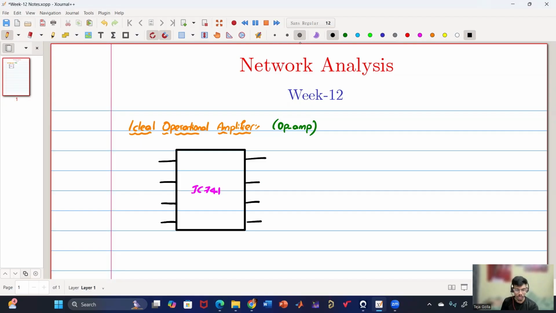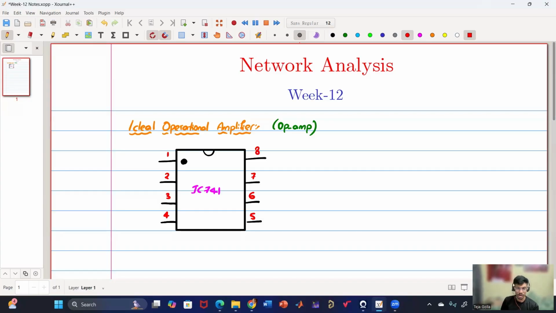Whenever we say IC, it is symmetric, so how will we know which is pin 1 and which is pin 2? Usually they put a dot here, or sometimes there will be a notch here. That notch or dot shows that it is the top side. Then the pin numbers will be 1, 2, 3, 4, and again from the bottom, 5, 6, 7, 8.